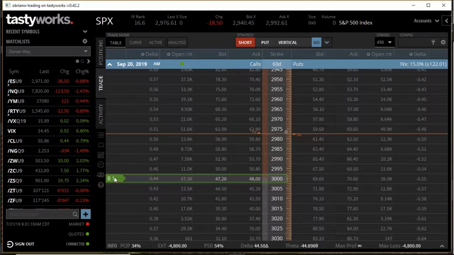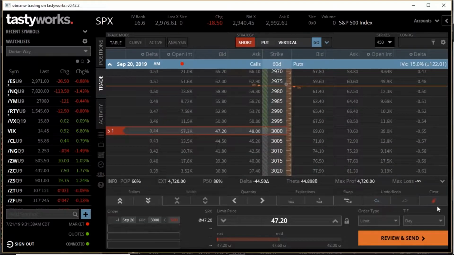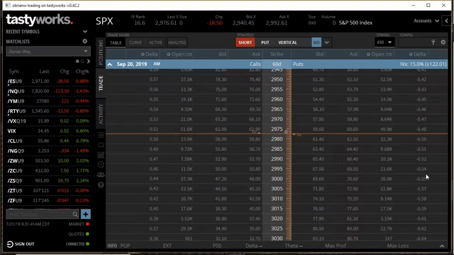All right, so if I'm the seller, the seller has the obligation to sell the SPX at the 3,000 to the buyer if the buyer exercises their right. So that's the difference. The buyer has the right, but not the obligation. The seller has the obligation. So let's clear this and let's move on to what is a put option.